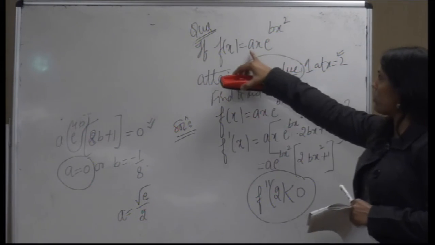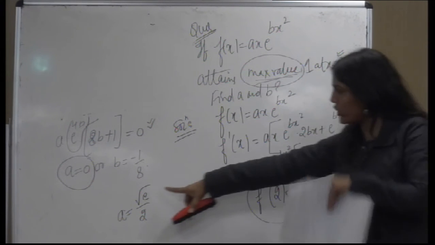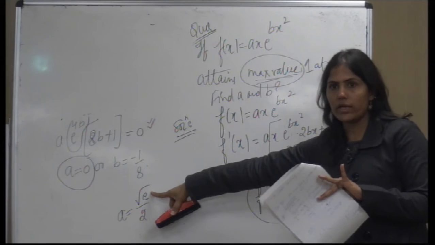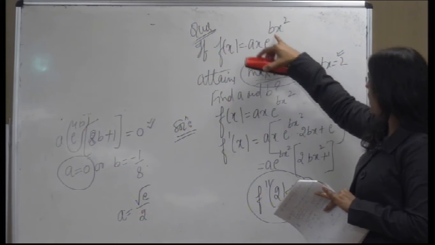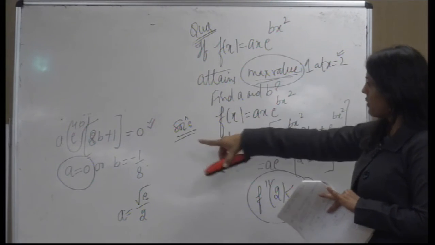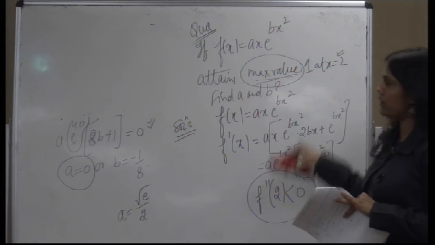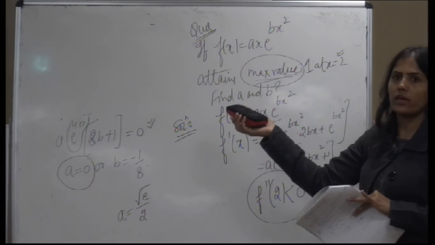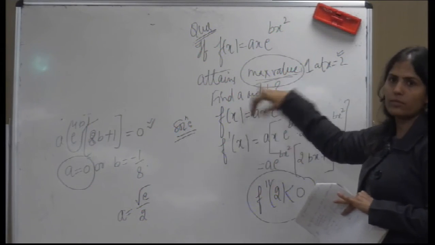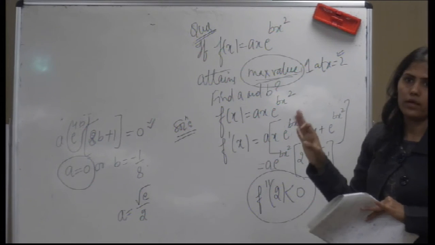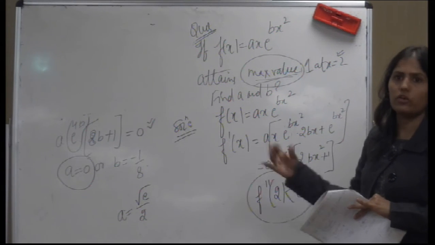What you have to do? You have to substitute a here as under root e by 2, under root e will be positive, under root e will be constant. Then under root e by 2 times e to the power b, which is minus 1 by 8, x square. This is the first derivative; you will differentiate it one more time, substitute x equal to 2, and check whether you are getting a positive value or less than 0. Because we are given maximum value, it should be less than 0. It should be 100% less than 0.